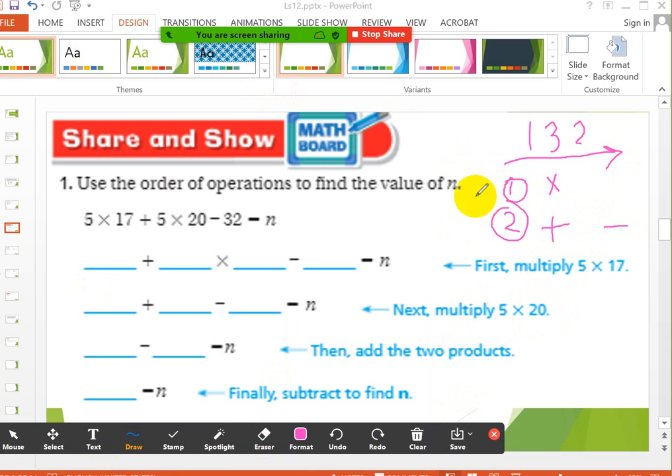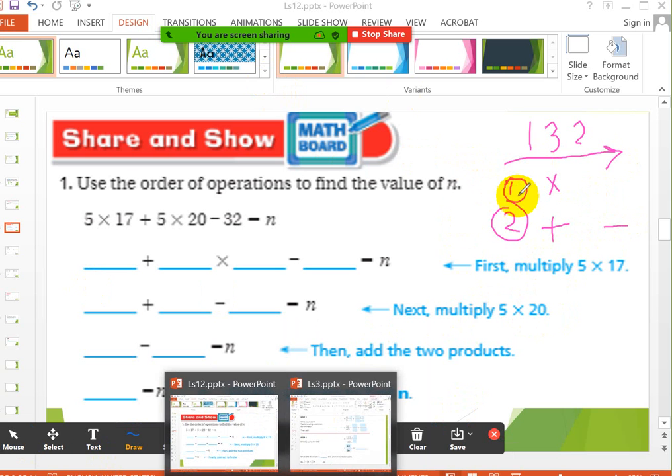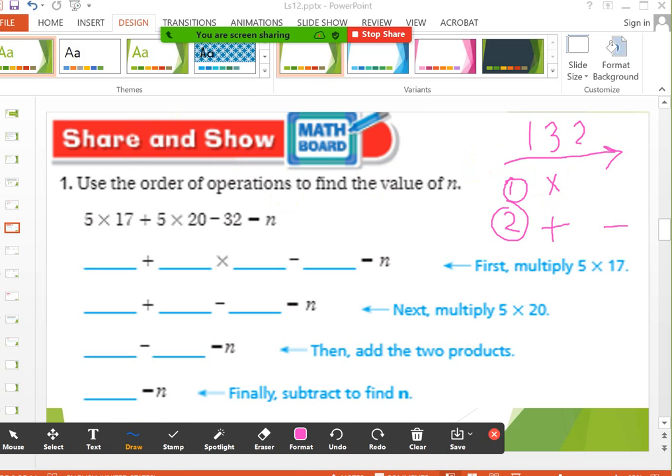Let's use this order to solve the expressions. So let's start. First thing, I will start with multiplication. Look, I have a multiplication and this is a multiplication. So I will start with multiplication from the left to the right. That means I will start with this. This is the first one and this is the second one. So this is the first multiplication, I will do it, and this is the second.